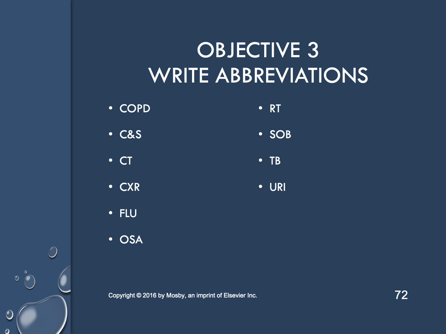RT is our respiratory therapist. SOB, not what you're thinking, stands for shortness of breath. TB is our abbreviation for tuberculosis. And lastly, URI is our abbreviation for upper respiratory infection.